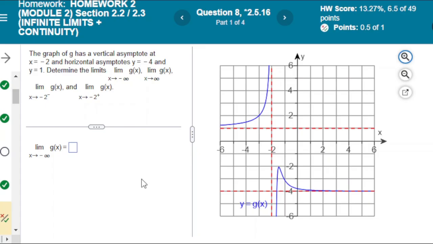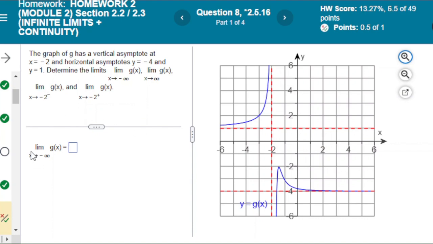Okay, this next one has to do with both infinite limits and limits at infinity. It says the graph of g has a vertical asymptote at x equals -2, so that's what we see right here, this vertical asymptote there. And horizontal asymptotes, y equals -4, so this is what we see down here, and y equals 1, which is right here.